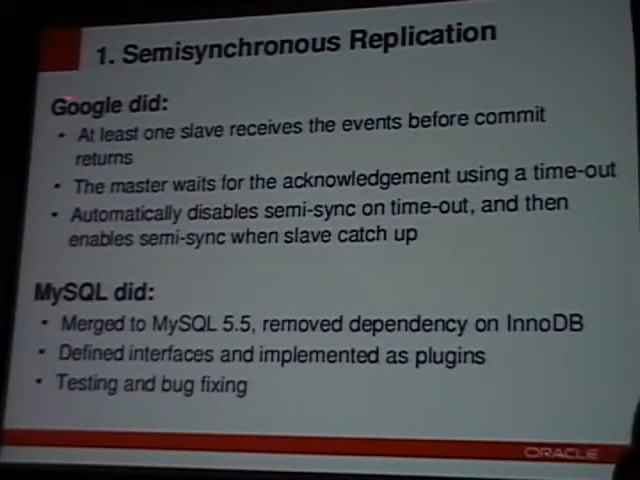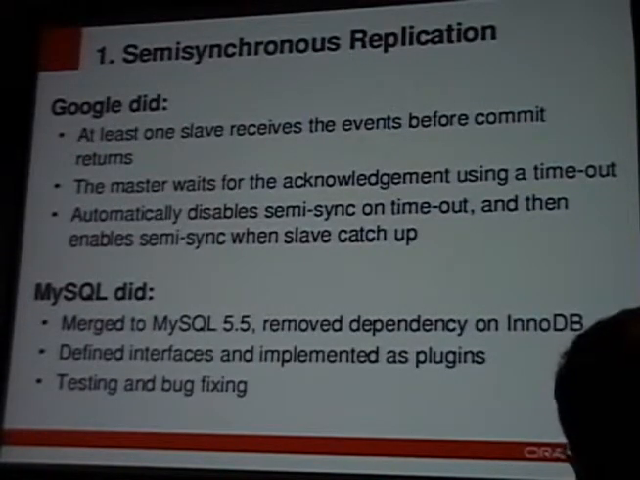So what did Google do? They made it so that at least one slave receives the events before the commit returns to the user. So the master waits for the acknowledgement using a timeout. You can set this timeout, how long you want to wait for this acknowledgement to happen. And if it waits longer, it will assume that it went well. So it automatically disables semi-sync on timeout, and then re-enables semi-sync when the slave catches up. And what we did was that we merged this into 5.5 and we defined the interfaces and implemented this as plugins.